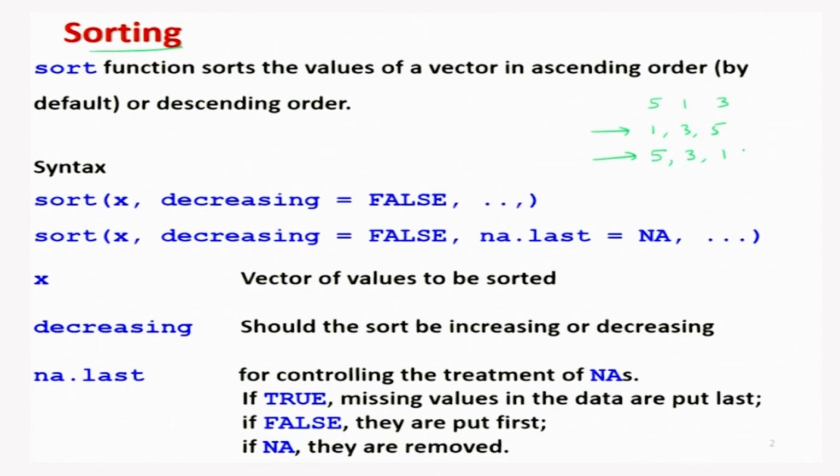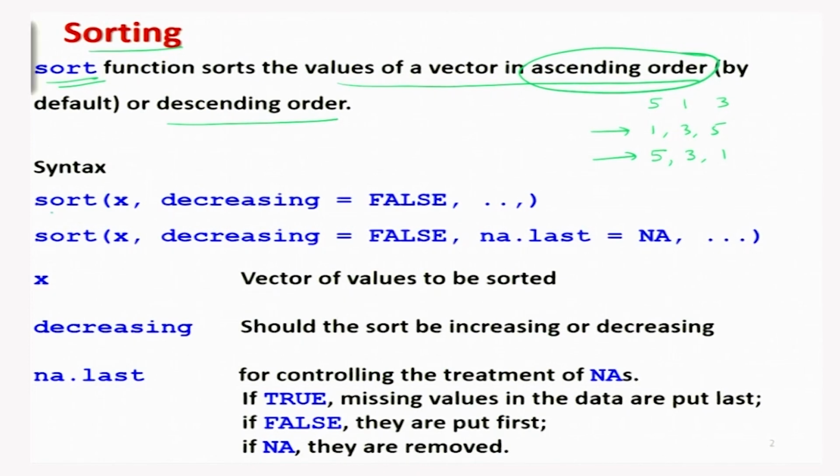So the question here is how you can do such functions in the R software. So we have a function here, sort, S-O-R-T. This is a function which sorts the values of a vector in ascending or descending order. So if you use only sort, the default choice is going to be ascending order. Okay. So now doing this sorting in R software is extremely simple.